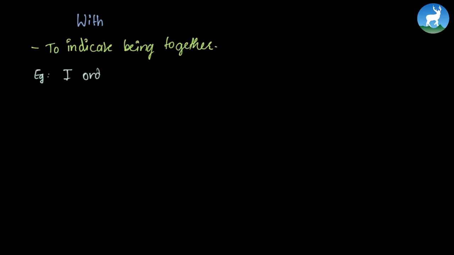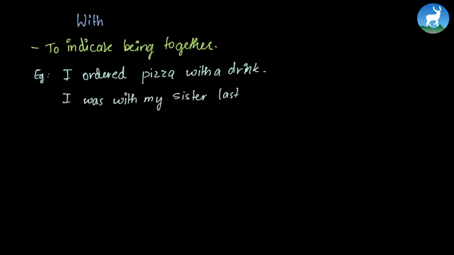Now let's see the use of with. This is another preposition which is very common. With is used to indicate being together. For example, I ordered pizza with a drink. So your pizza and your drink are together. We can say, I was with my sister last morning. So last morning, me and my sister, we were together.